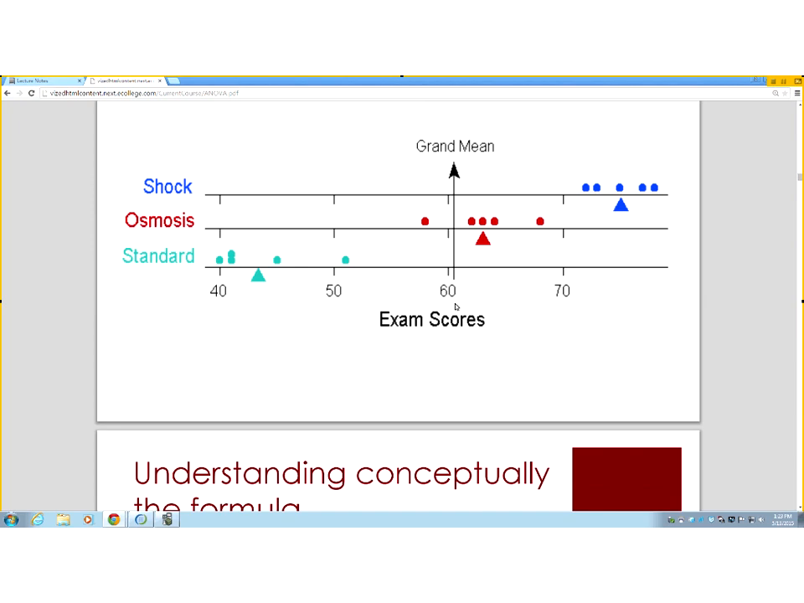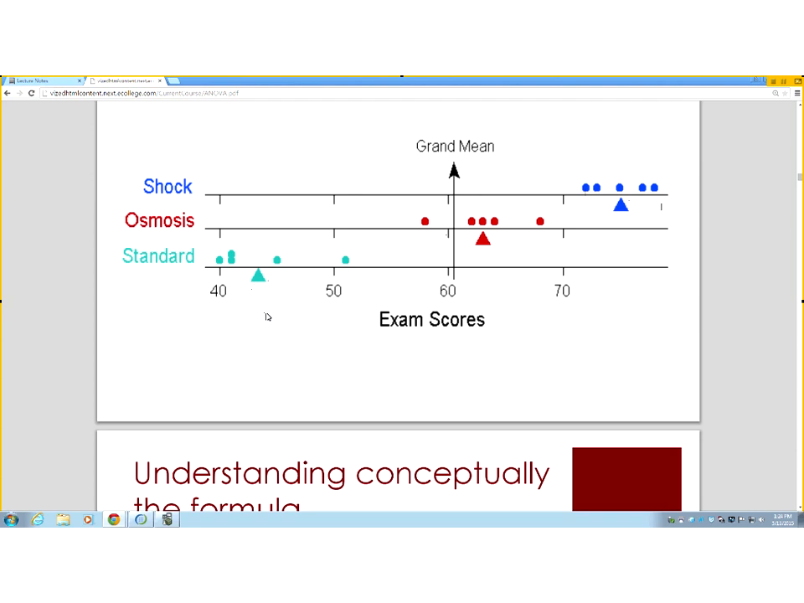Consider also for a moment that we can calculate the mean for all of our different groups. So the triangles that you see here, that's the mean for the shock group. The red triangle, that's the mean for the osmosis group. And the green triangle, that's the mean for the standard group. So if you look at the groups separately, you can calculate the mean for each group.